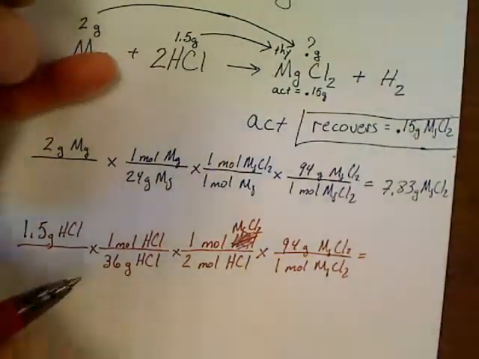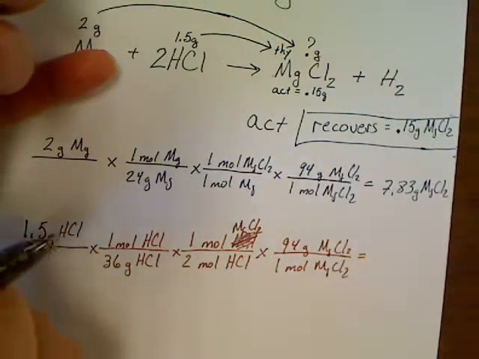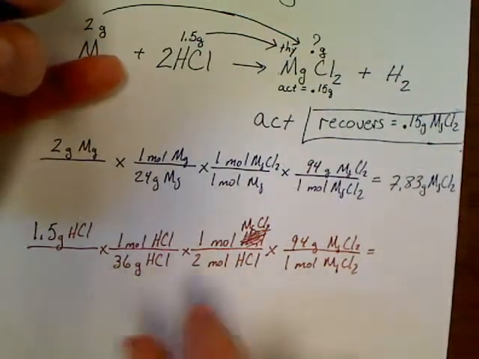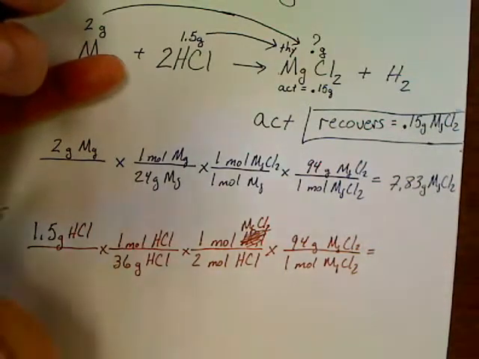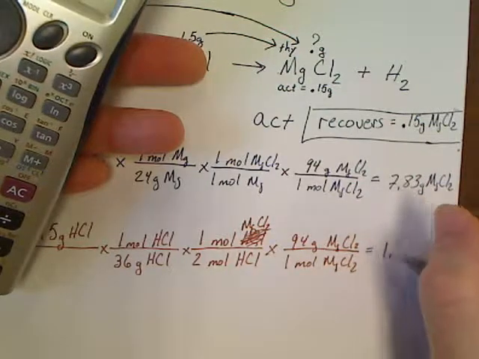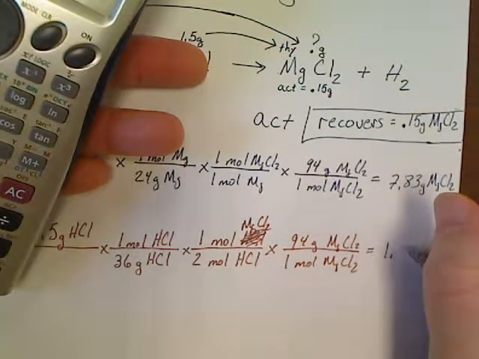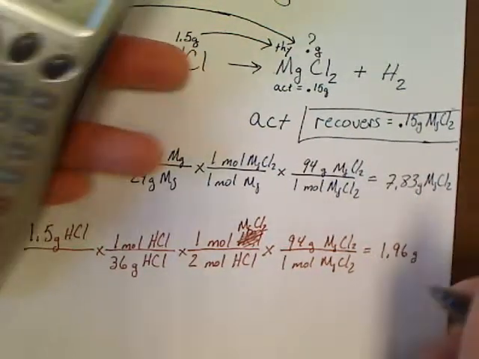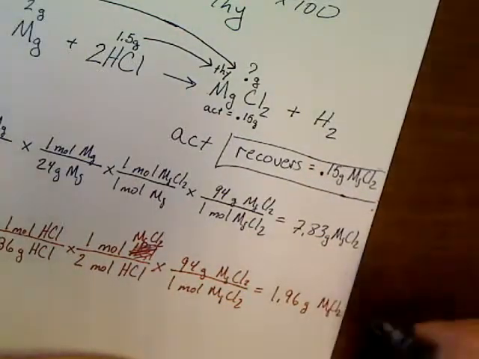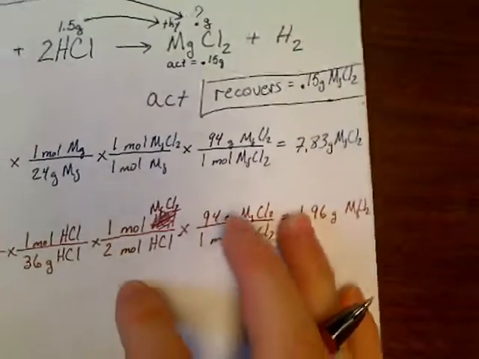So let's see what this one says that we should make. And again, we've already done this in other videos. 1.5 times 94 divided by 36 times 2 is 72. Divided by 72, basically 1.96 grams of MgCl2. So, whoa, we got a little twisted there.